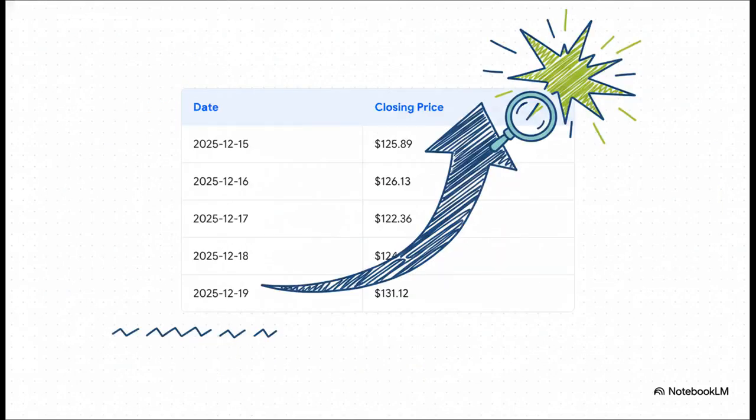Now, a single price point doesn't tell us much, right? We need context. So let's look at the closing prices for the last 5 days. You can see it's been a little choppy, up a bit, down a bit, and then bam! Look at that last day. A massive jump from around $124 all the way up past $131. That is a significant move, and it's our first major clue.